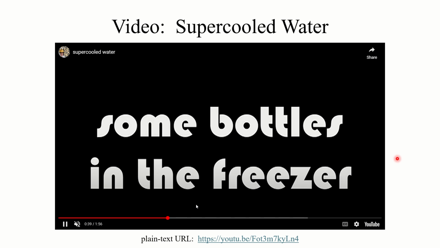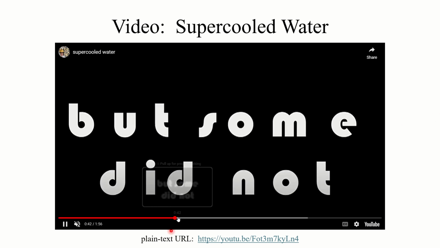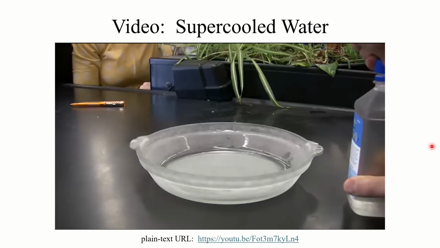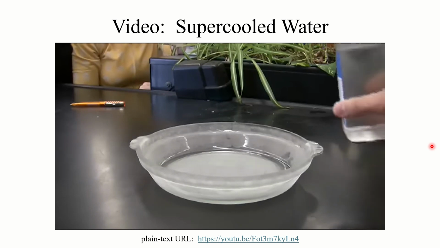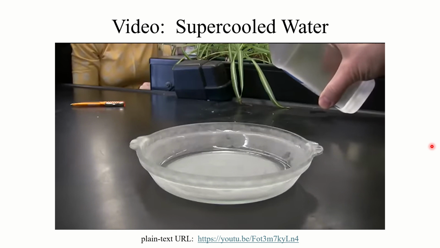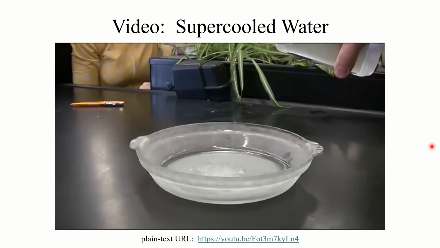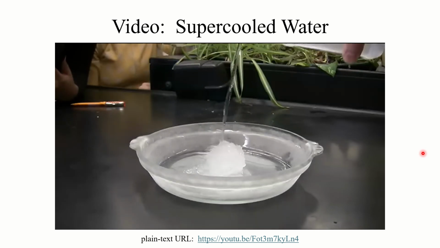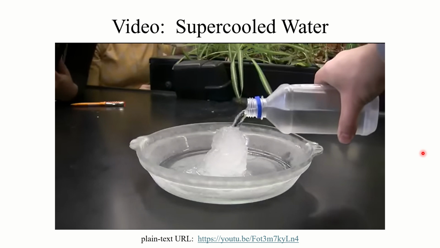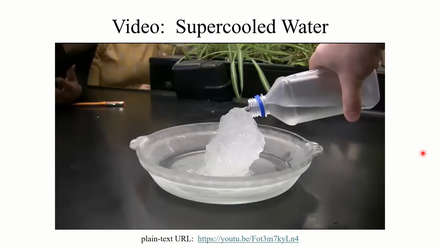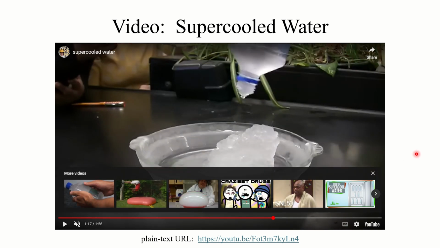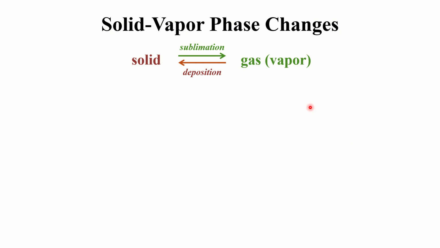Now, it won't always happen so neatly where it'll freeze in the bottle. Sometimes it'll only freeze if it's poured out. And here you can see what happens when you pour supercooled water out of the bottle. All right, and there you can see the ice begins to form. Pretty neat process. Okay, and that's supercooling. Just wanted to show you that real quick.